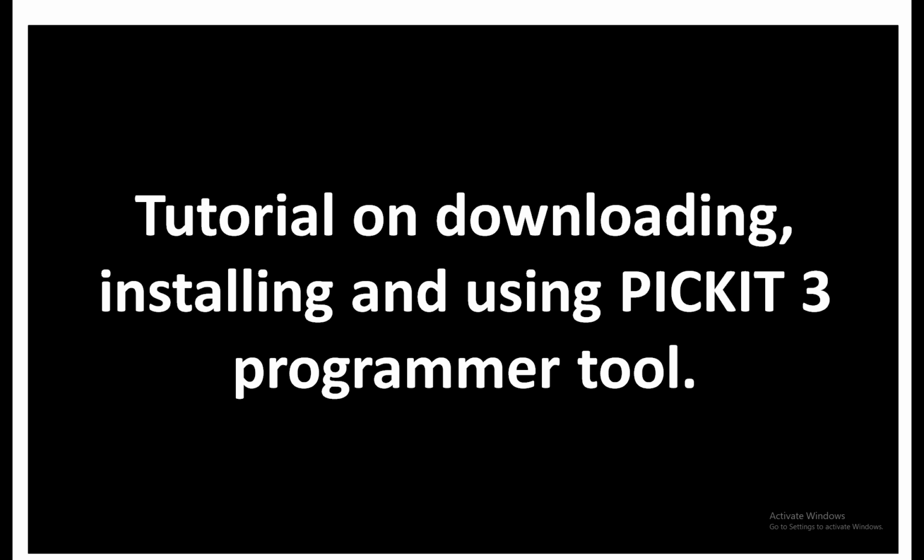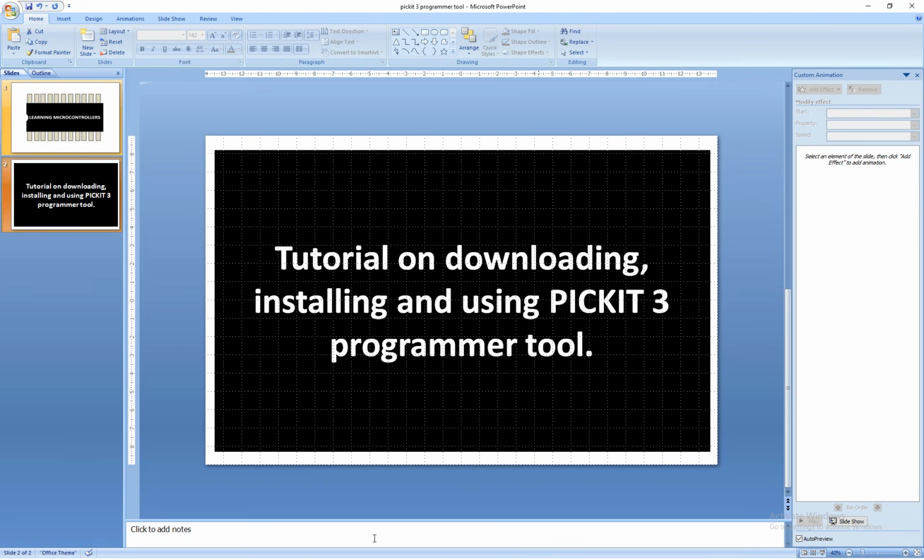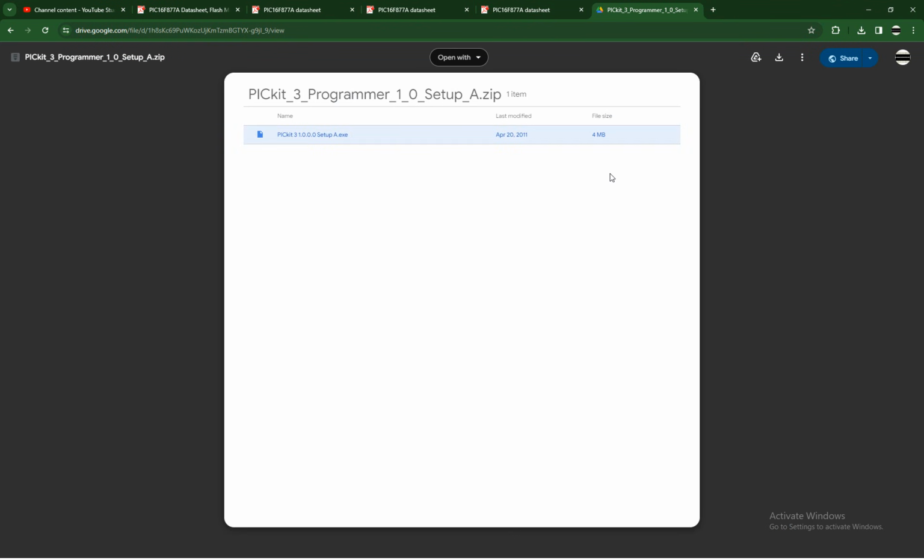So guys, this tutorial is on downloading, installing and using the PICKIT3 programmer tool. Usually you buy a PICKIT3 or 3.5 or 2, whichever you have from the market. Then you have to interface it with a computer. For that you need software, and we use a software called PICKIT3 programmer tool. So let me show you how you can download and install it.